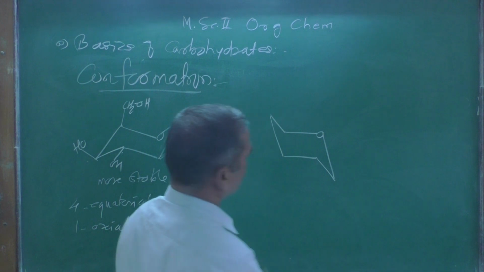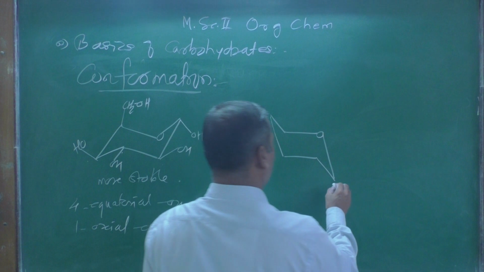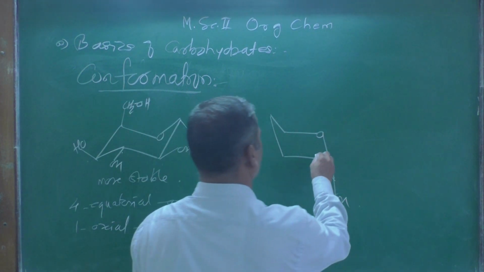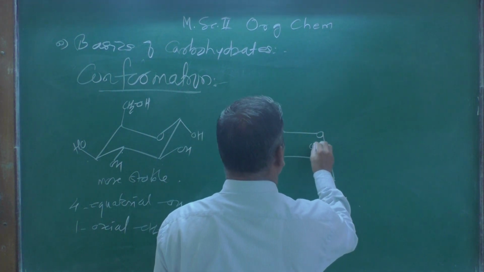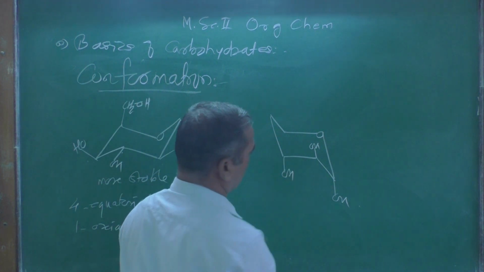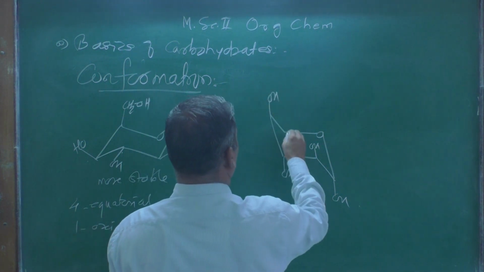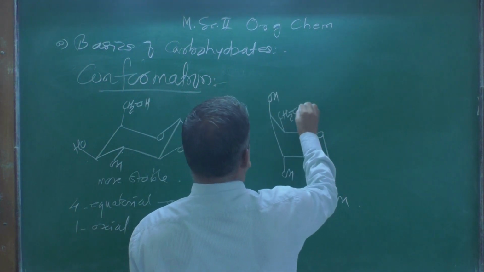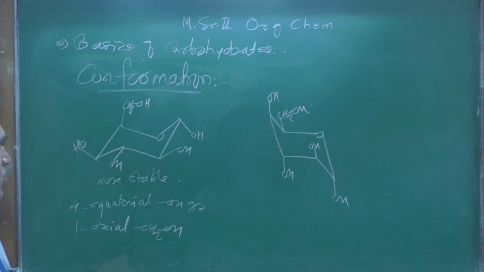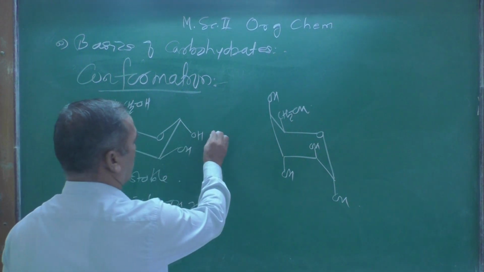So this is the structure. Here a hydroxy group is at axial position, and this one is also at axial position. Then another hydroxy group, which is also at axial position, here also at axial position. Only the CH2OH is present at equatorial position. If you flip it, you will get this type of conformation.